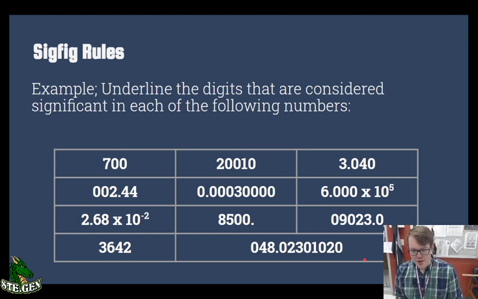All right. Hopefully that makes sense. This rule is usually a little bit weird for people at first, and you really need to be able to do this because we're going to talk in the next video about how we apply this to calculations.